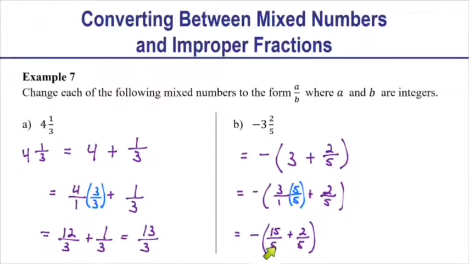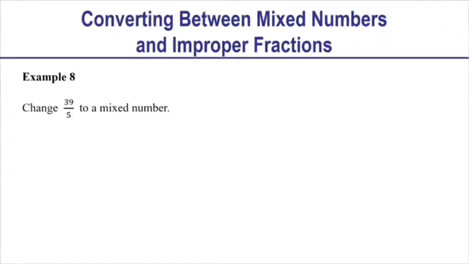Okay, so now 15/5 plus 2/5 is 17/5, so we have negative 17/5. Now let's check our shortcut. 5 times 3 would be 15, and 15 plus 2 would be 17, and so we would end up here with negative 17/5. And now let's convert the other direction.